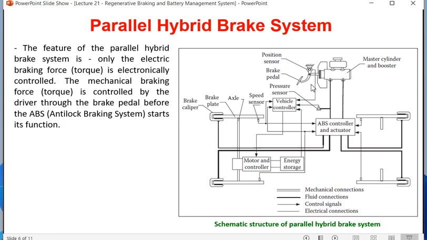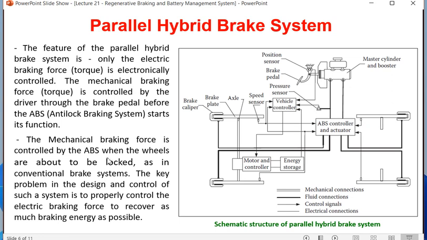So there is a motor, there is a motor controller and all those things, those are ensuring the electrical braking. So what is meant by electrical braking? Electrical braking is nothing but adjusting the current to the main motor which is driving the wheels. That is mainly the electric braking and control of electric braking. So how much current is to be given to that main motor driving the wheels is controlled by the electronic controller of brake force. Mechanical braking force is controlled by the ABS when the wheels are about to be locked. Okay, as in a conventional brake system, the key problem in the design of this control system is to properly control the electric braking force to recover as much braking energy as possible.